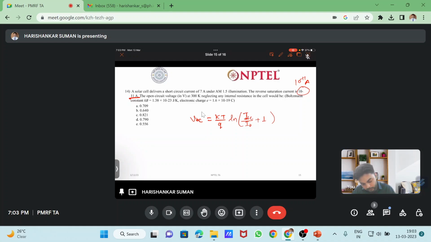Now please hold. kT by q equals 0.026, I can take it at this condition. 0.026 ln of ISC, the short circuit current, 7 ampere, and I naught, the reverse saturation current, 10 to the power minus 11, plus 1. Please solve now.